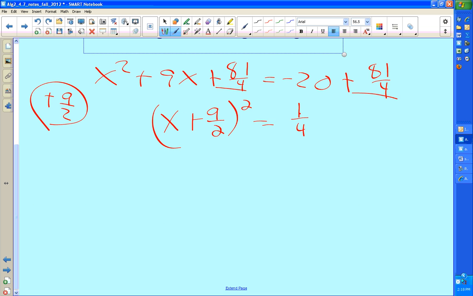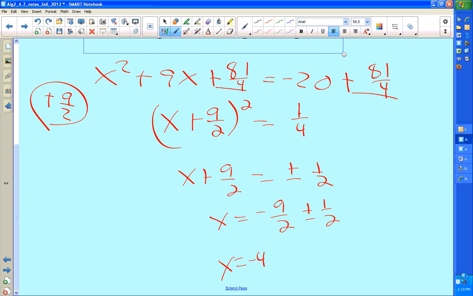And then we square root both sides, and we get plus or minus 1 over 2. Square root of 1 is 1, square root of 4 is 2, and it's plus or minus. And to solve for x, all I have to do is subtract 9 over 2, and we get that. Negative 9 over 2 plus 1 over 2 is how much? Negative 8 over 2, which is also known as negative 4.